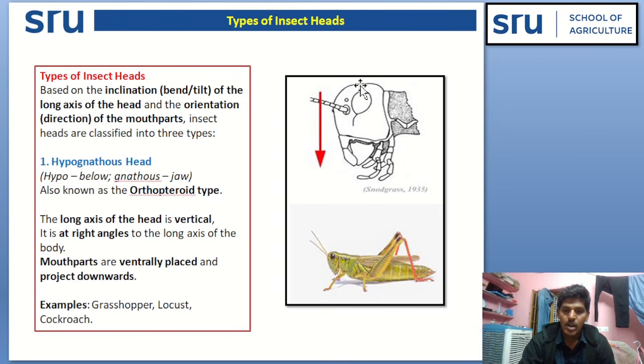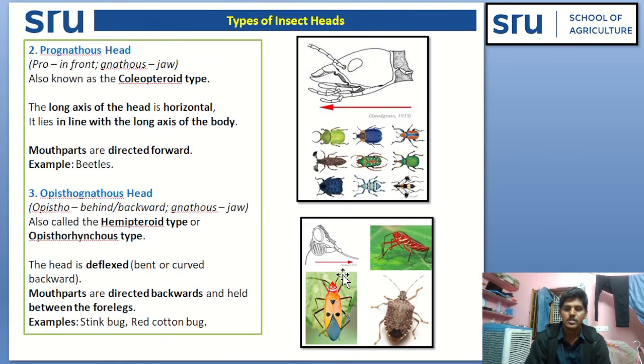Here see, the long axis of the head is vertical and it is at right angle to the long axis of the insect body. And the mouth parts are ventrally placed and projecting downward. Such type of insect head is known as hypognathous head. Examples are grasshopper, locust and cockroach.